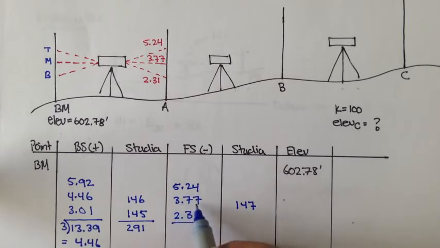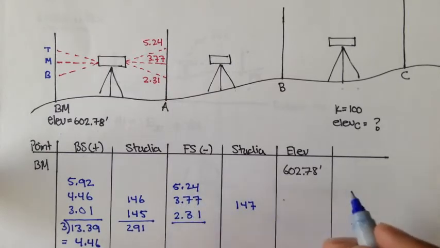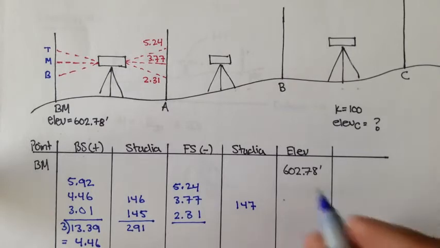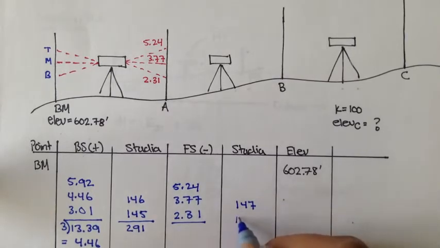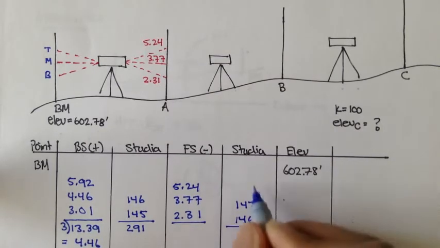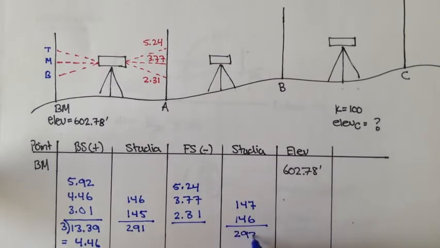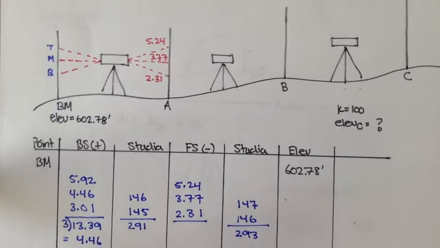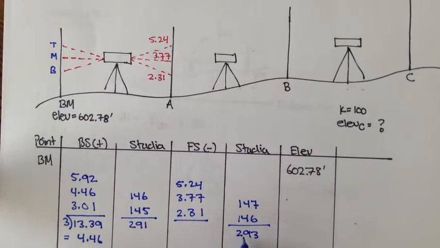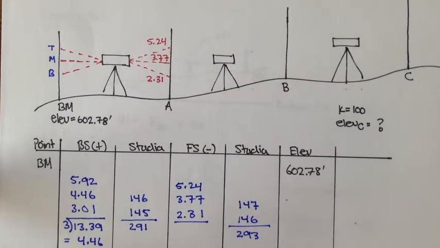Now our middle minus the bottom, or 3.77 minus 2.31, is 1.46. Multiply that by 100, you get 146. Let's add these together. You get 293. You can see that the horizontal distance from the instrument to the foresight is 293, and the horizontal distance from the instrument to the backsight is 291. So they're roughly the same. Horizontal distance, pretty good.